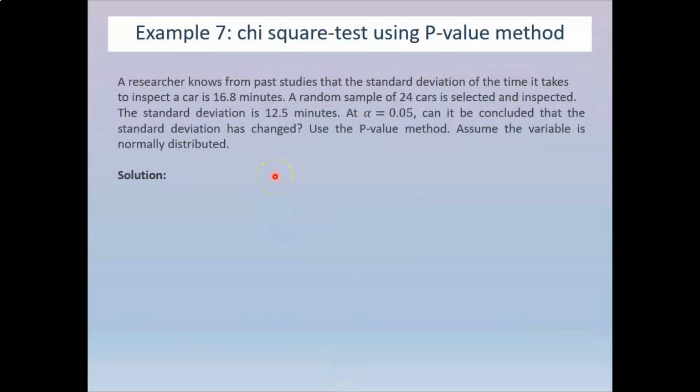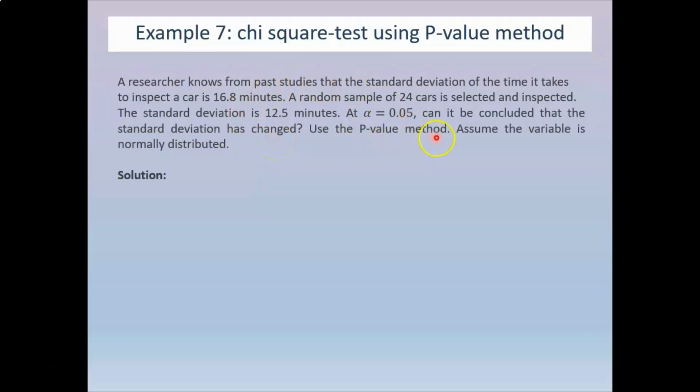And for example 7, this is the chi-square test using the p-value method. A researcher knows from past studies that the standard deviation of the time it takes to inspect a car is 16.8 minutes. A random sample of 24 cars is selected. The standard deviation is 12.5 minutes, and then at alpha 0.05, can it be concluded that the standard deviation has changed?